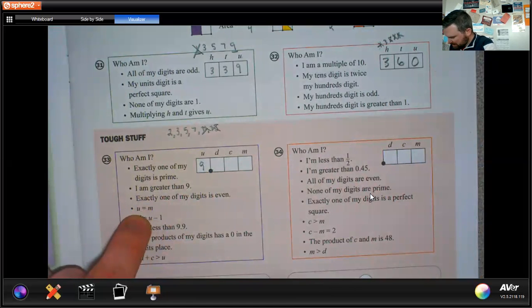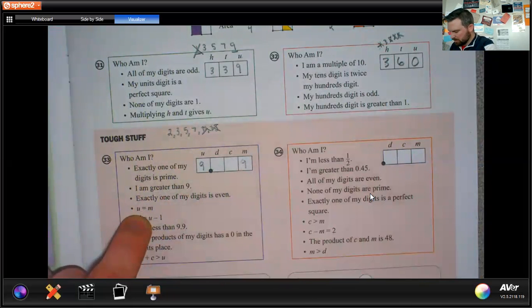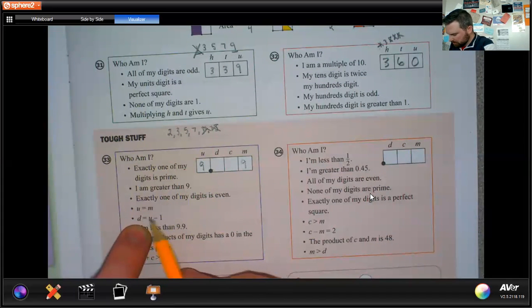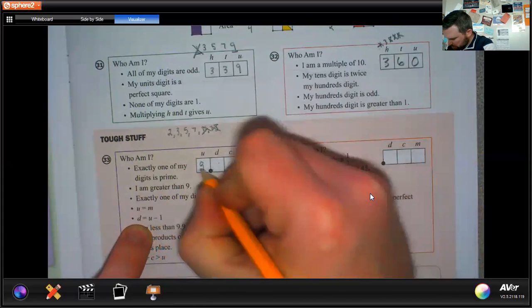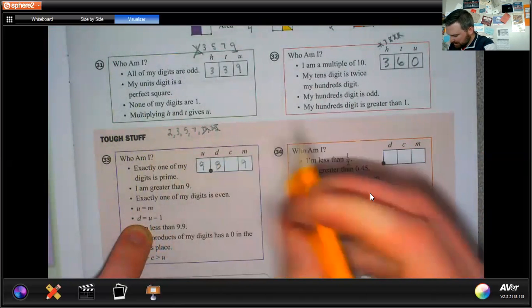U equals M, so that's got to be a 9. Okay, so one of these is even, and one of these is these numbers. D equals U minus 1. So D equals U minus 1, so 9 minus 1 is 8. So there's your even number.